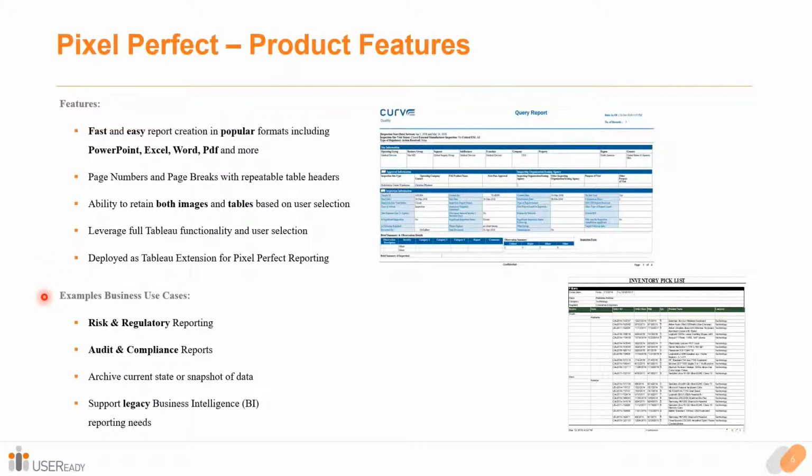Example use cases where you might want to use Pixel Perfect are risk and regulatory reporting needs, audit and compliance needs, or where you might want to take a snapshot of your data for a point in time, or you would want to support specific legacy BI reporting needs. Here are a couple of examples. This is a report where you can have a mashup of the underlying data along with a specific reporting structure, and you can have hierarchical or nested reporting design as well.